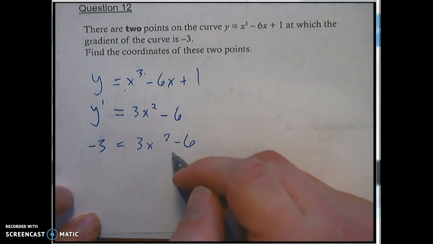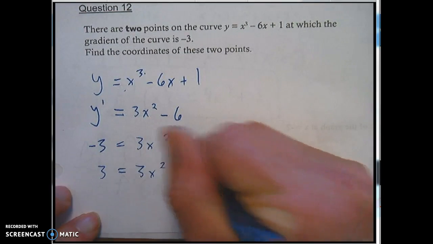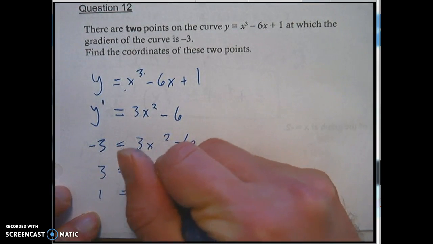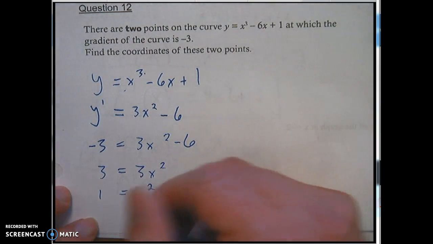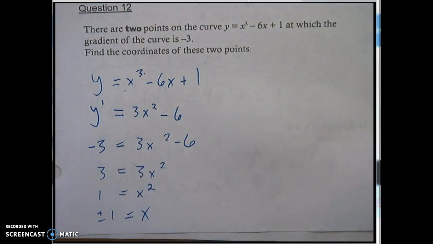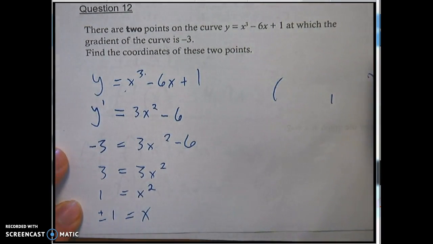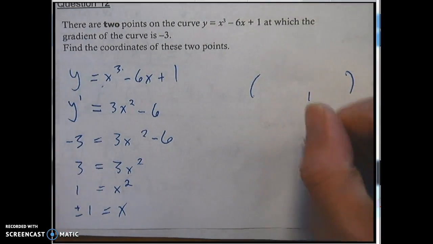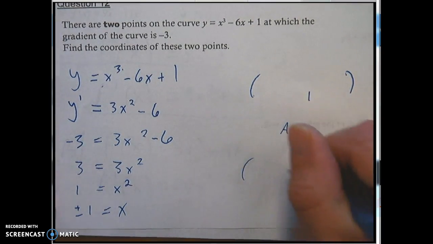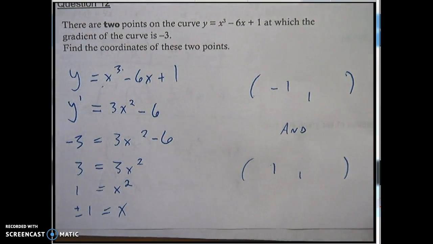So I think I'll add 6 to get 3 equals 3x squared. Divide by 3, 1 equals x squared. Take the square root of both sides. Positive and negative 1 equal x. Now that's all well and good if I'm looking for the x-coordinate, but I'm not. I'm looking for the coordinates of these 2 points. So that's an x and a y. So I know that the two x values are -1 and 1.